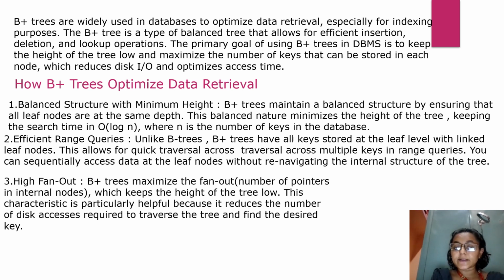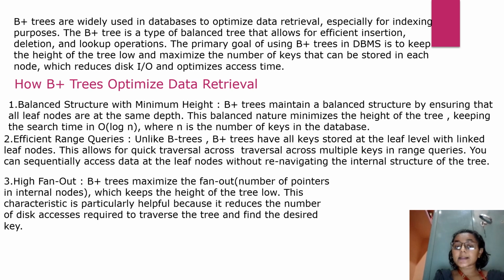How is a B+ tree optimized? Balanced structure with minimum height: a B+ tree maintains a balanced structure by ensuring that all leaf nodes are at the same depth. It should be a balanced structure with minimum height. This balanced nature minimizes the height of the tree and keeps the search time in O(log n), where n is the number of keys, and it minimizes the time to search the data.